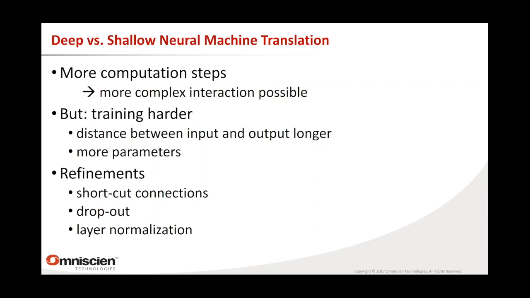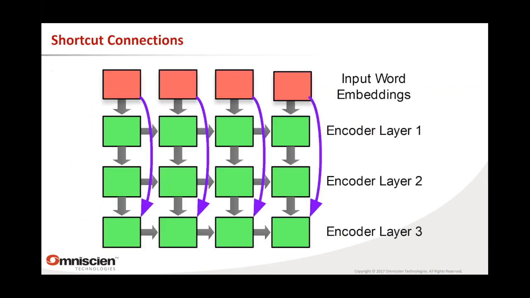Training is also harder simply because there are more parameters and more numbers that have to be set properly. That alone leads to longer training times. To deal with all that, there's a lot of ongoing work right now, various refinements, things like shortcut connections, dropout, and layer normalization. In the next slide, I have a quick illustration of shortcut connections.